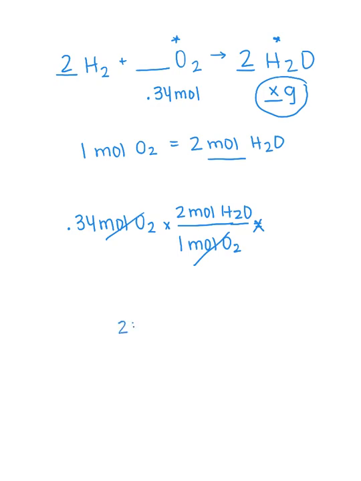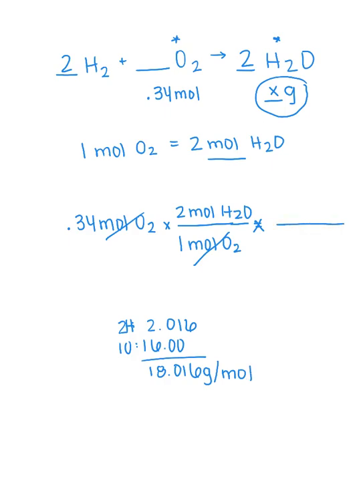So 2 hydrogen is going to be 2.016. And 1 oxygen is 16. So that is 18.016 grams per mole. So when I put that in as a conversion factor, I have the 1 mole of H2O on the bottom and the 18.016 grams of H2O on the top.